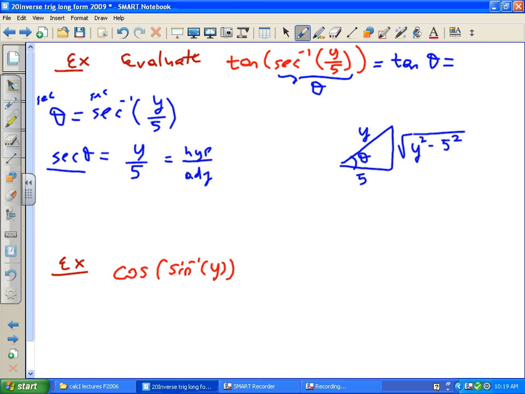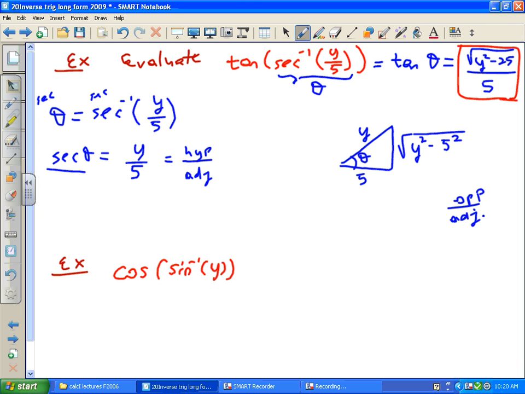Now look at what we're trying to determine here. What we're trying to determine is tangent of theta. From this triangle, can you tell me what tangent of theta is? Tangent is opposite over adjacent. For this triangle, what is opposite over adjacent? The square root of y squared minus 25 divided by what? Adjacent side is 5. So there we have it. This is our answer for this question. The question had some y's in it, so it's okay to leave the answer with y's as well. So tangent of secant inverse of y over 5 equals radical y squared minus 25 all over 5.